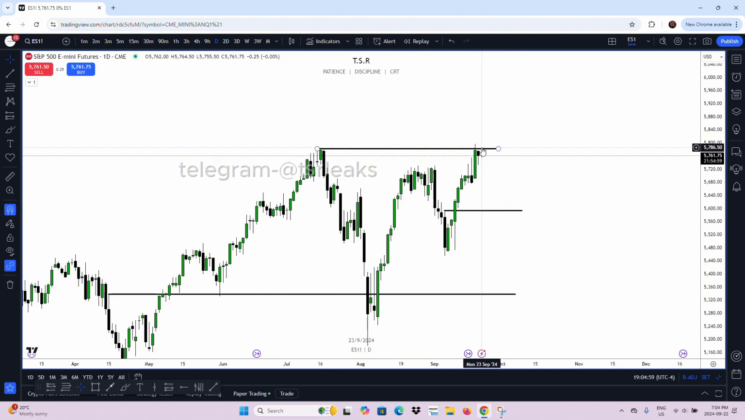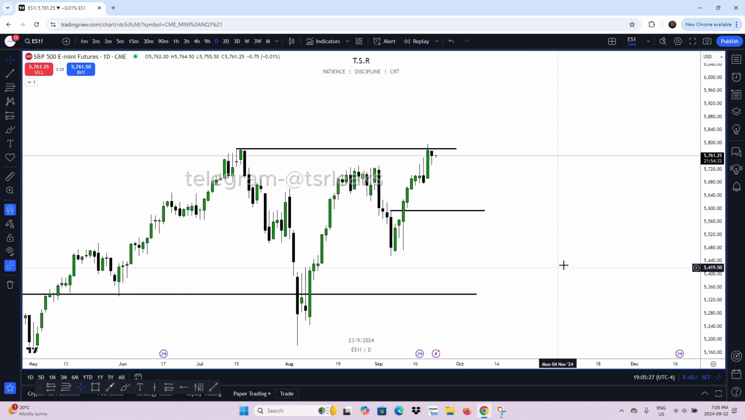What do I expect to happen? I expect price to dig into these lows, expand lower into this fair value gap, which aligns perfectly with this order block, and then expanding back above price action. What does this mean? This means overall I expect to see a retracement on ES this coming week. I could be completely wrong here.